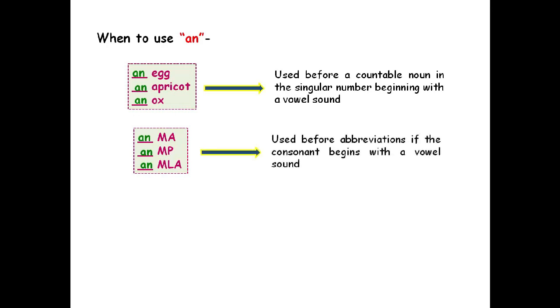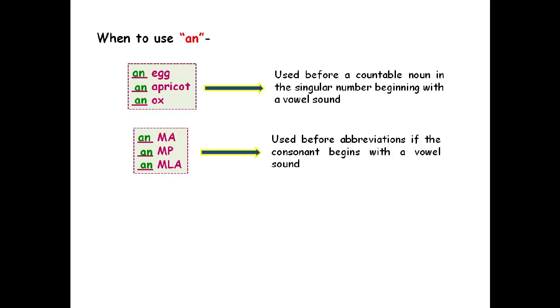An is used before abbreviations if the first letter begins with a vowel sound. So whenever you have an abbreviation, meaning a short form, and the first letter has a vowel sound, you will use an before it. Now M is a consonant, but it makes the sound of a vowel. When you say M, it starts with A and then M comes. So because A is the vowel sound, you will use an over here. I hope this is clear.